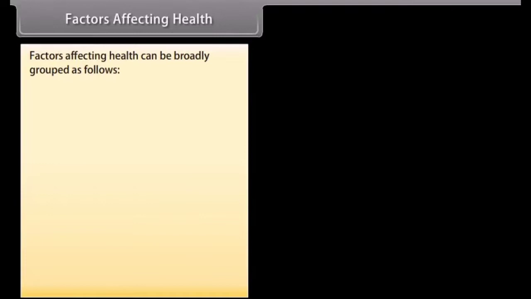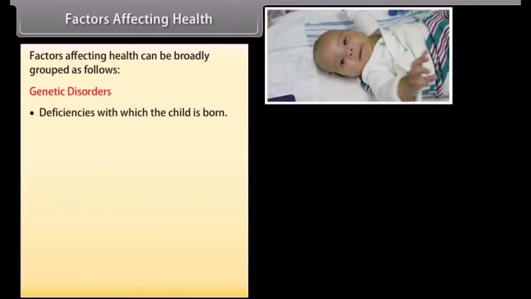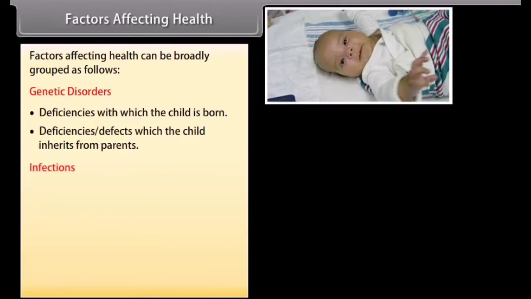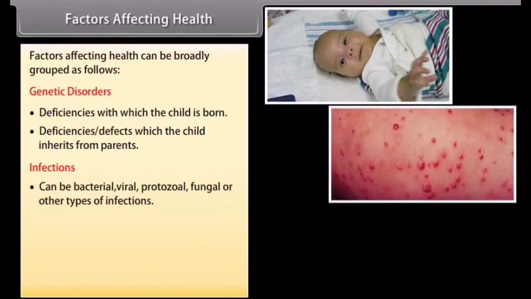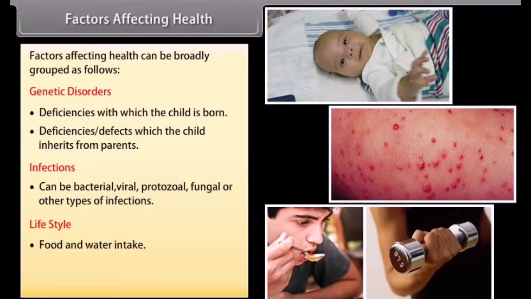Factors affecting health. Factors affecting health can be broadly grouped as follows. Genetic disorders: deficiencies with which the child is born, defects which the child inherits from parents. Infections: can be bacterial, viral, protozoal, fungal, or other types of infections. Lifestyle: food and water intake, exercise and rest pattern, other acquired habits.